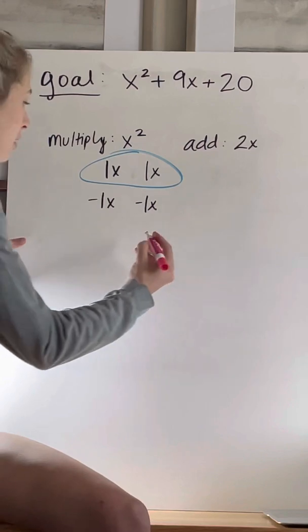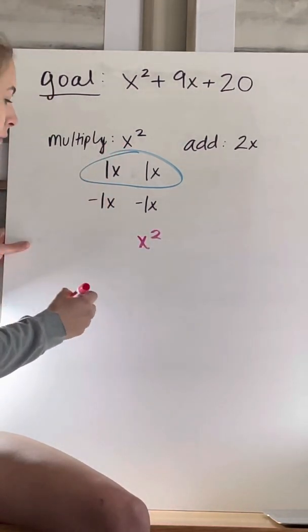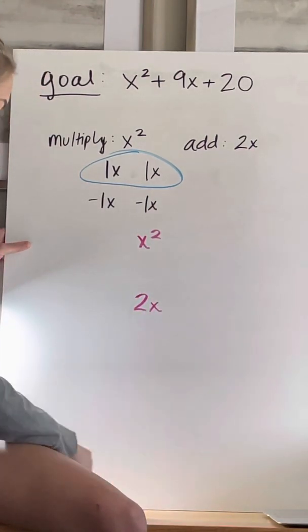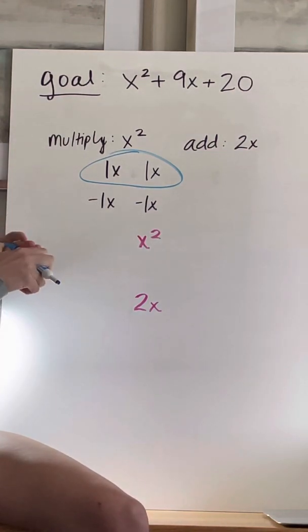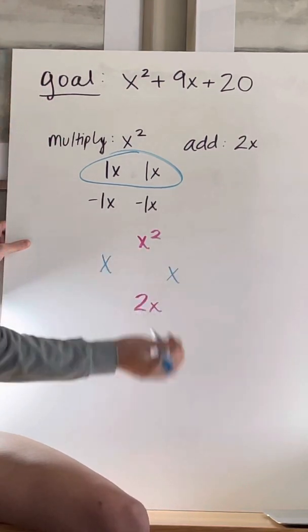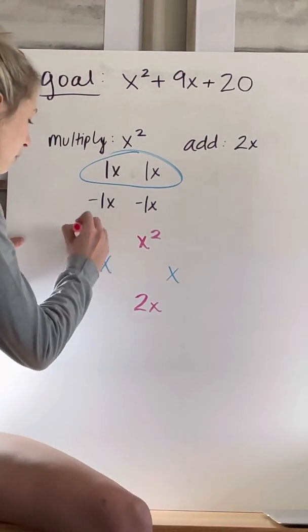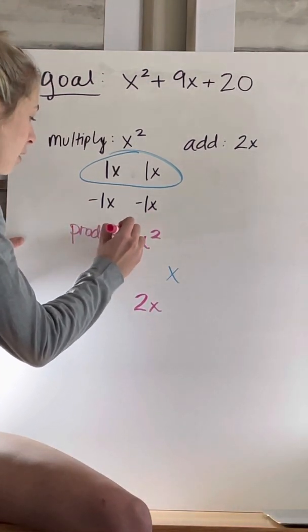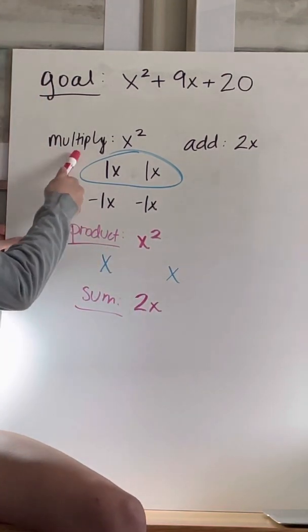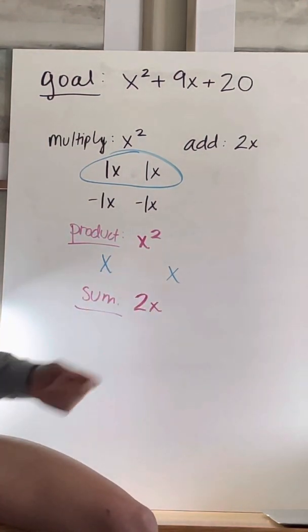So when we have this, we're going to set it up like this. What are we multiplying to get? x squared, right? What are we adding to get? 2x. And what are the 2 multiples we found that work? x and x. You can write a 1 in front of it, but it's not necessary. So this is our product, and this is our sum. It's basically what we're going to call them, right? Product, sum.